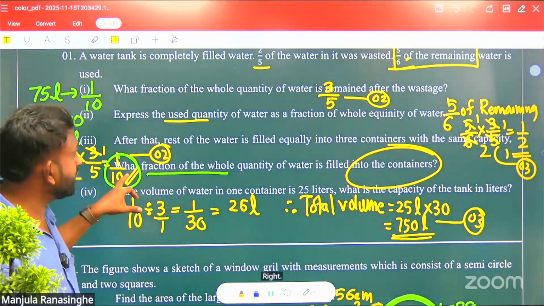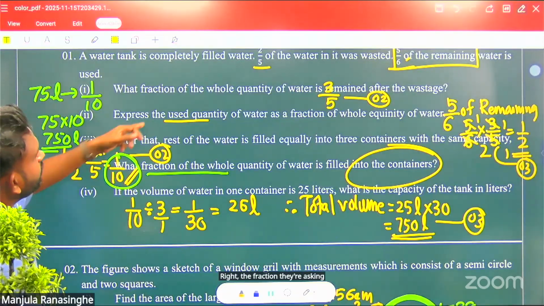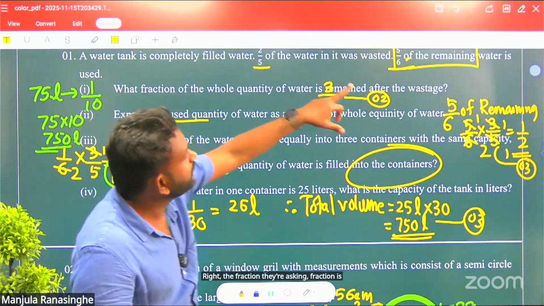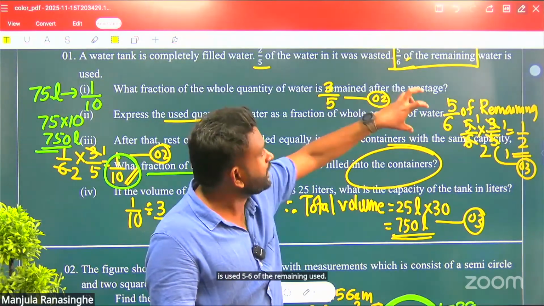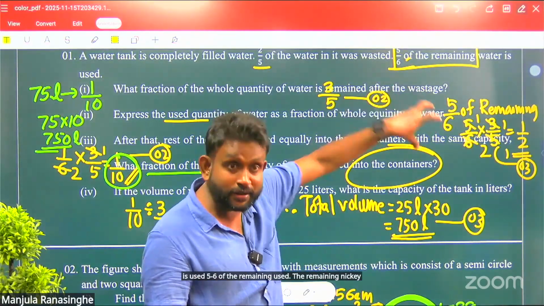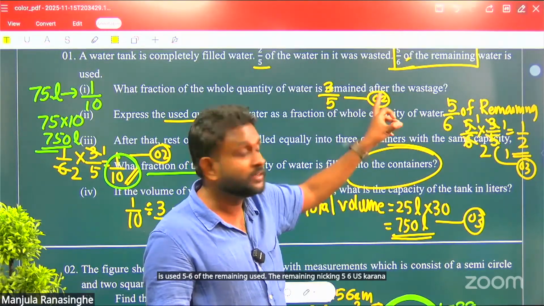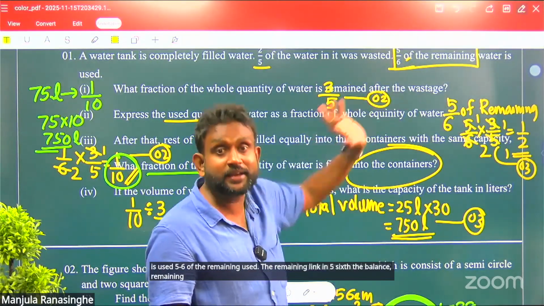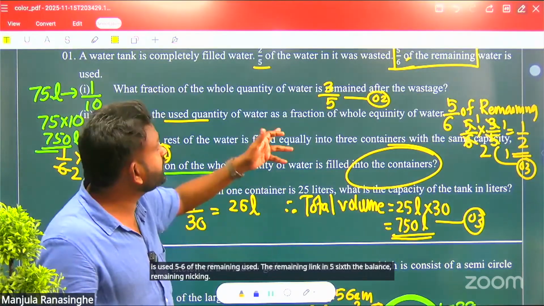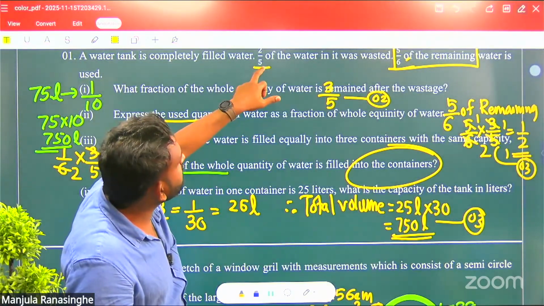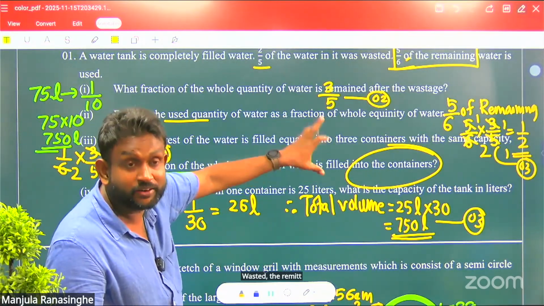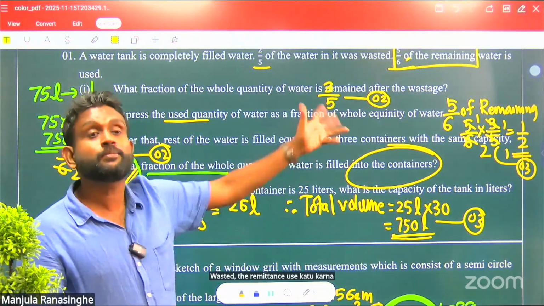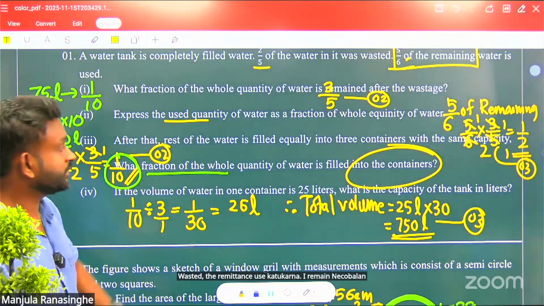The fraction they are asking. 5/6 of the remaining is used, so 1/6 is the balance. Otherwise, you can add the 2/5 wasted and the amount used there, and then look at the remainder. That remainder is what went into this. That's the remainder. I got 1/10.